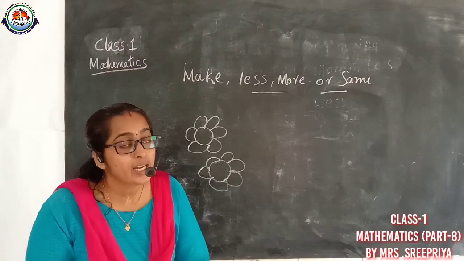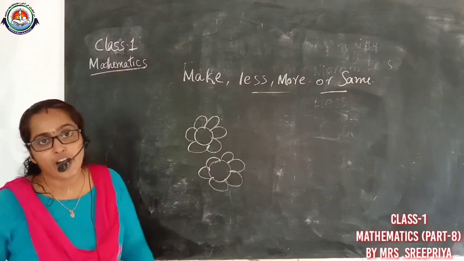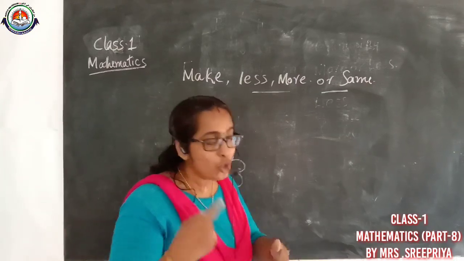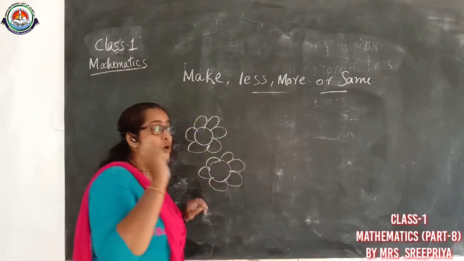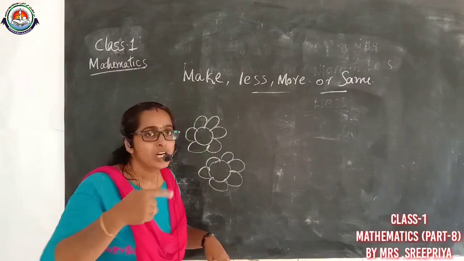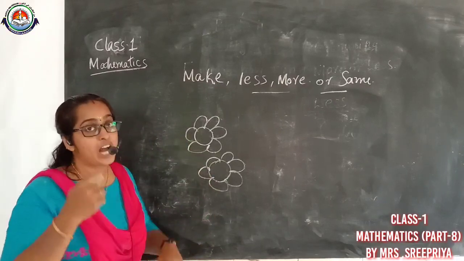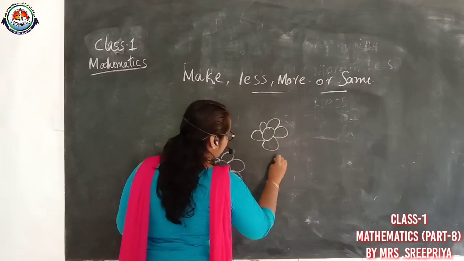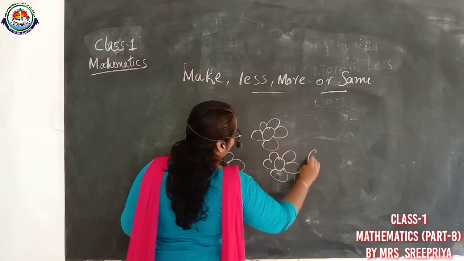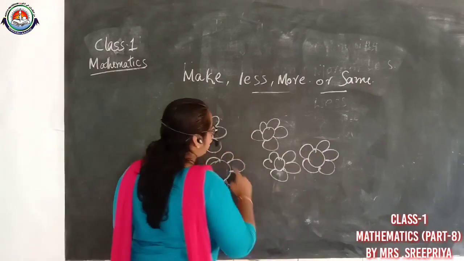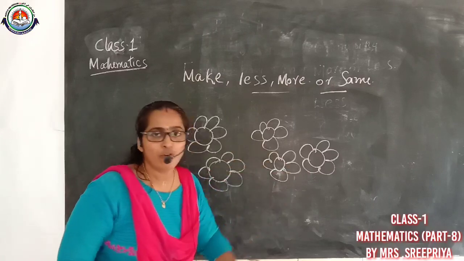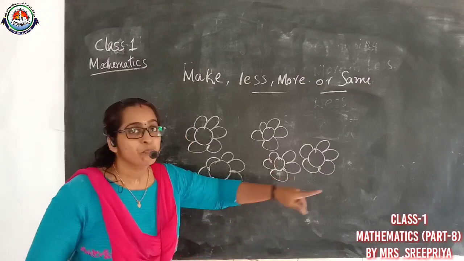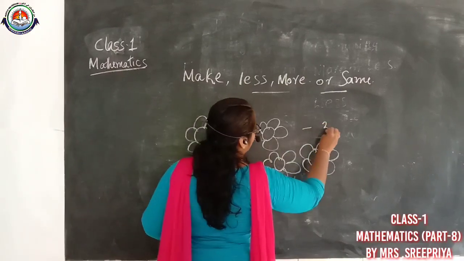How many flowers I draw here? 2. But I need to make it what? 5. How we can make it 5? Yes, very good. We need to draw more. So, draw more. From where we will start? After 2. 1, 2. Yes, after 2 what? Yes, very good. After 2, 3, 4, 5. Very good. Now how many are there? 1, 2, 3, 4, 5 are there. Yes. So how many more I draw there? 3 more. Very good. 3 more.